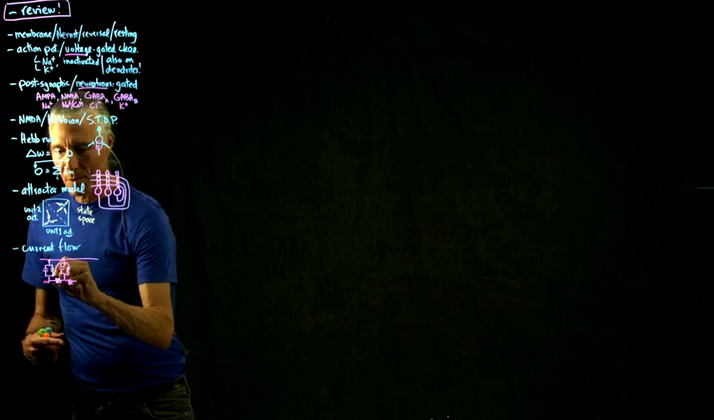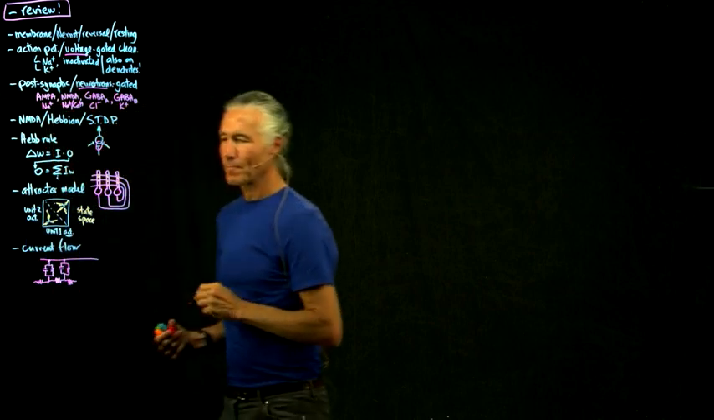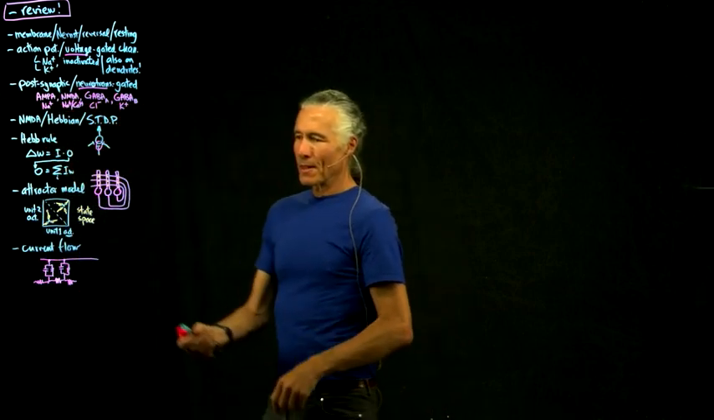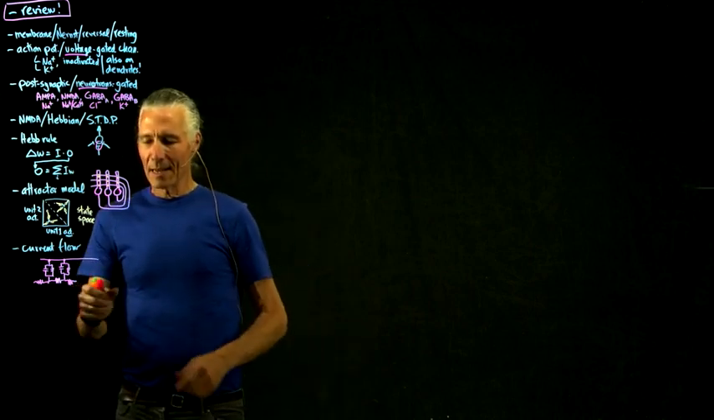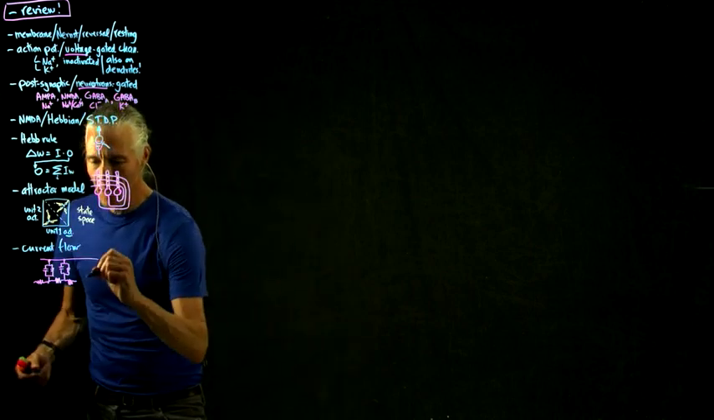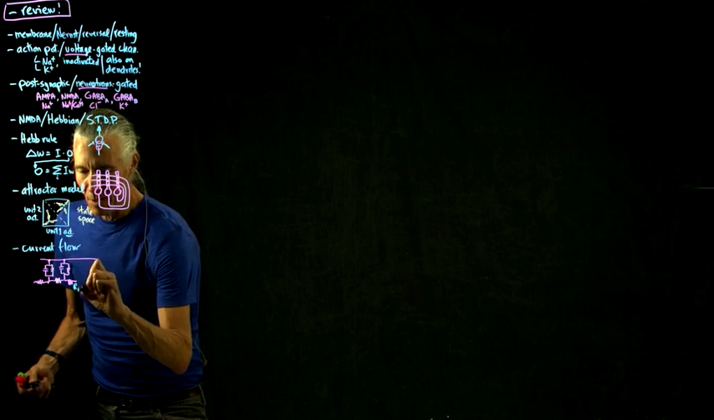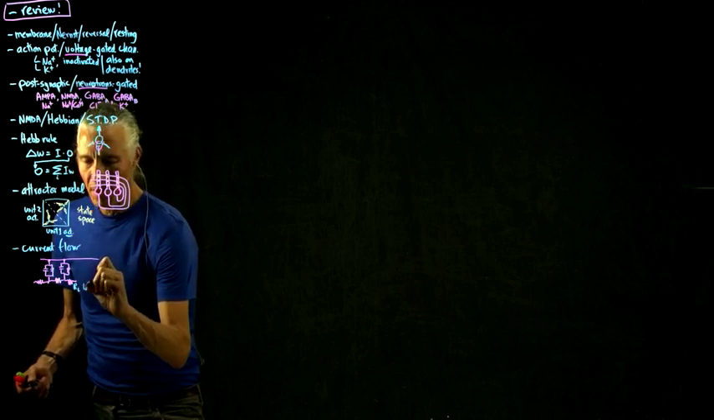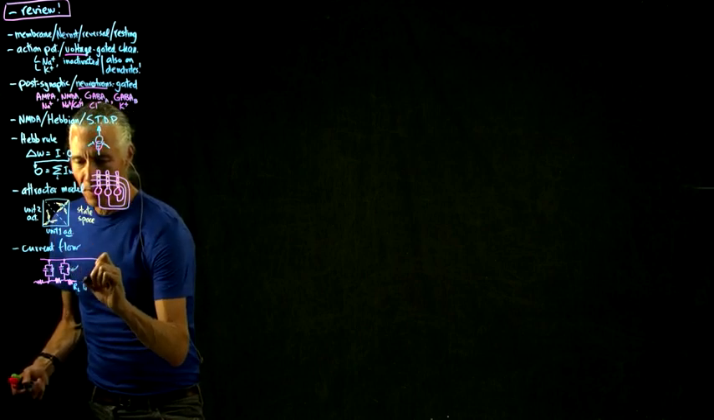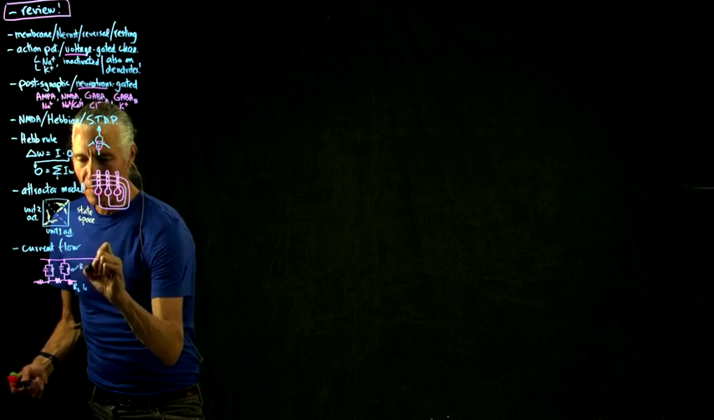And the main point with this circuit was the resistances inside the network. This is the longitudinal resistance. That one was low. And this is the membrane resistance. That's high.